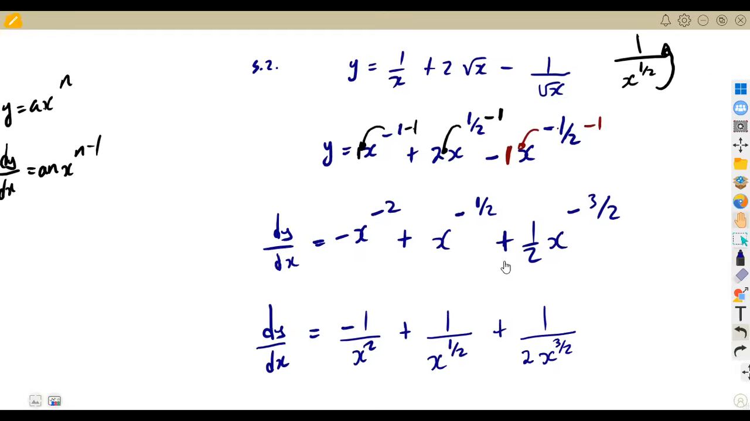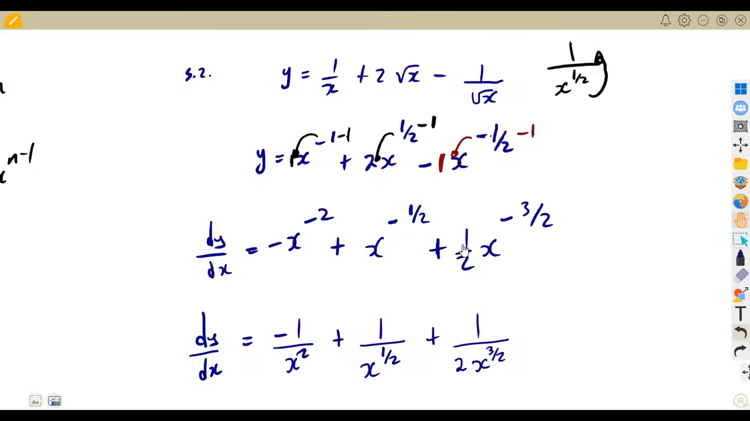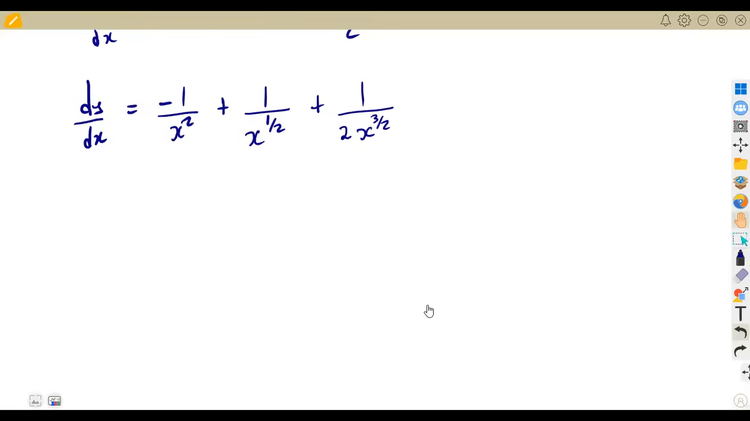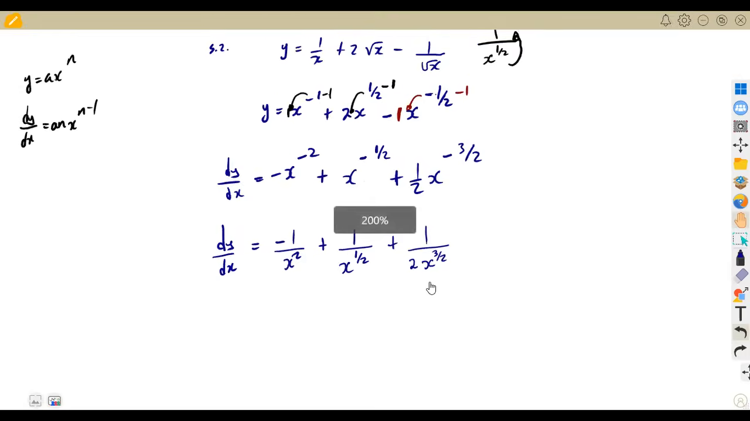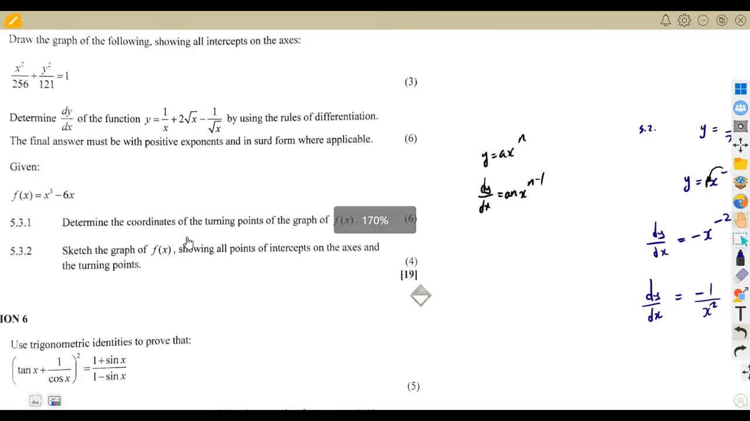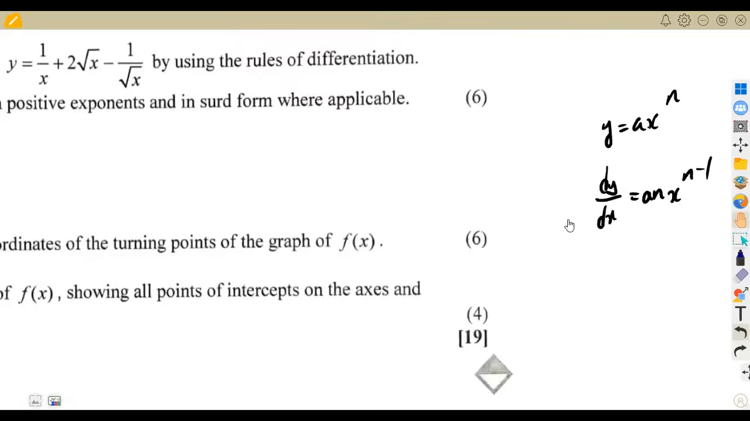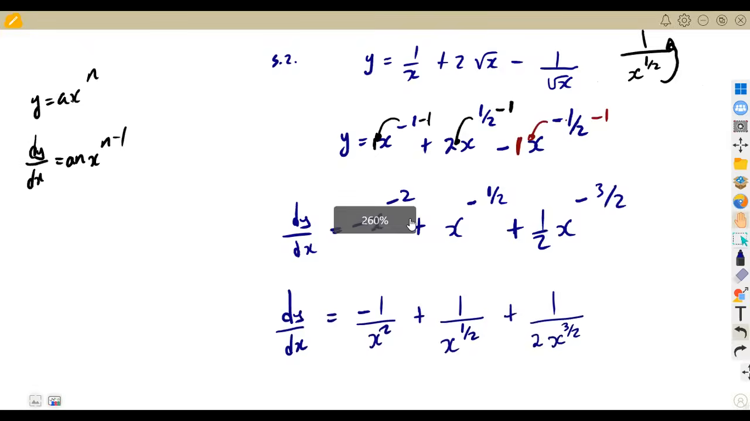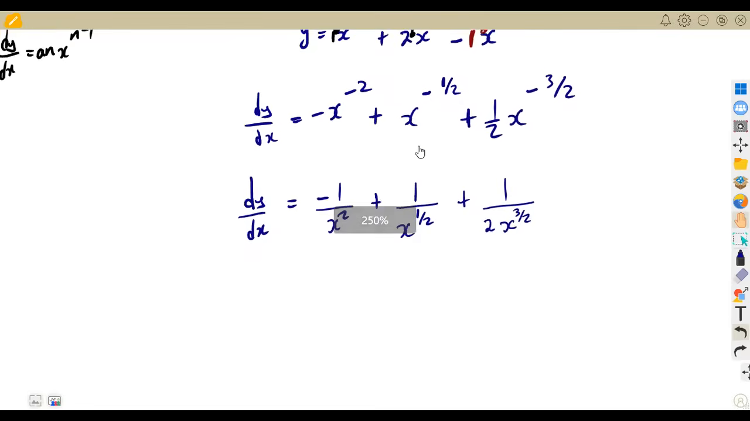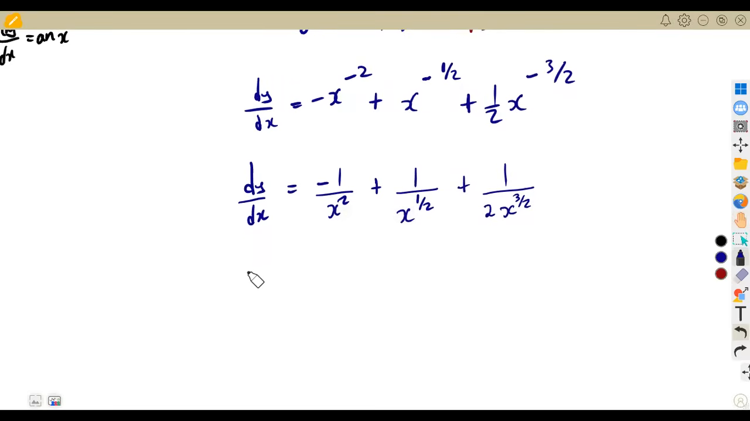But they also refer to the issue of simplification here to say, whatever you're going to have, you must have it in terms of positive exponents and in surd form where applicable. So here we now have all these positive exponents, but also there are terms that you can write in surd form, that is in terms of the square roots. That is what they are saying there. So it's going to be minus 1 over x squared plus, remember, to the exponent of a half means the square root of. So it's going to be 1 over the square root of x, that is in surd form now.